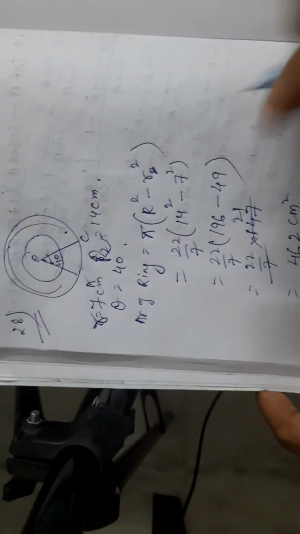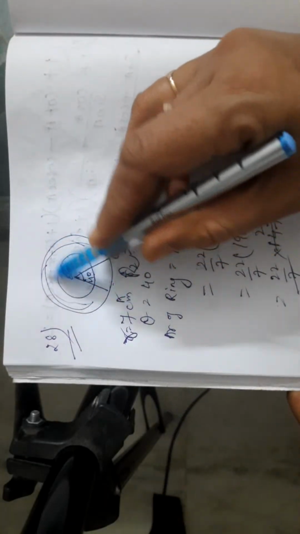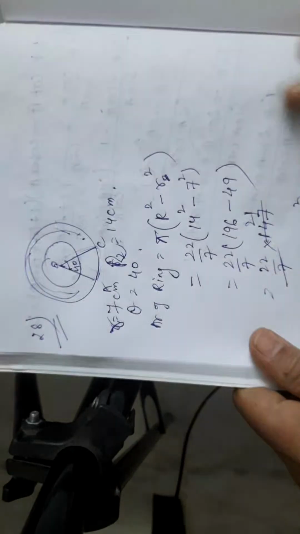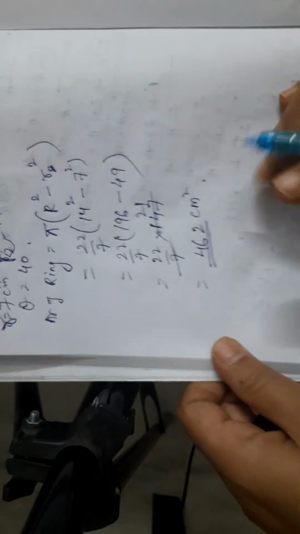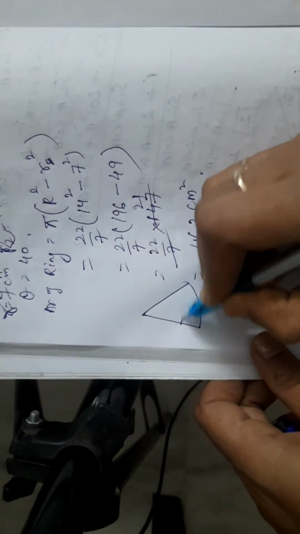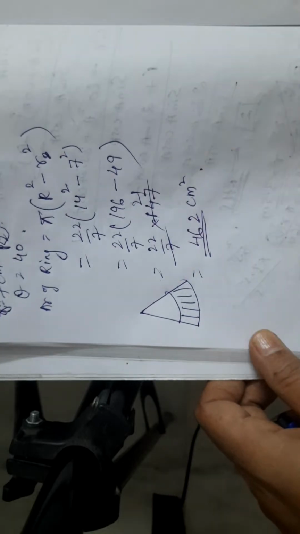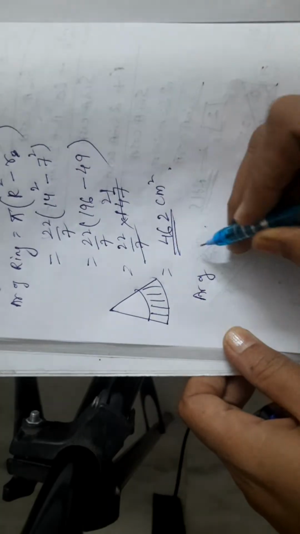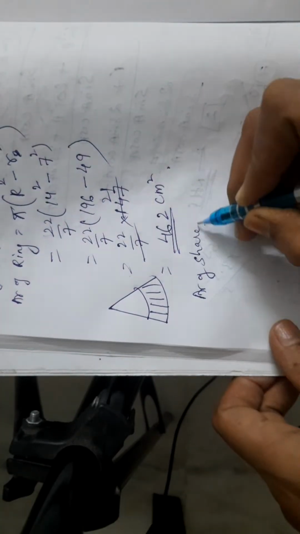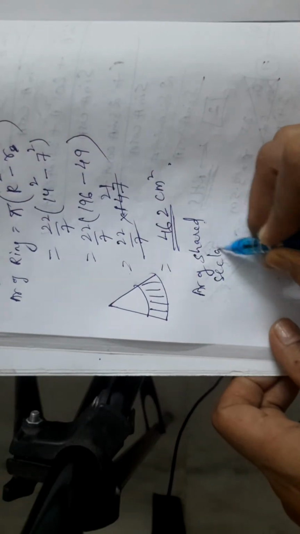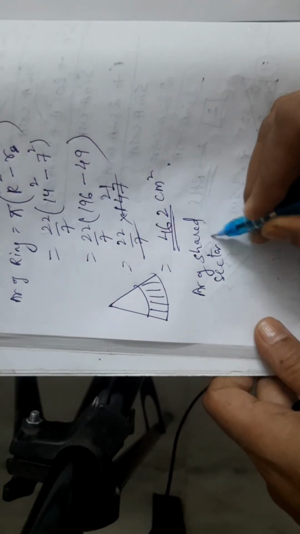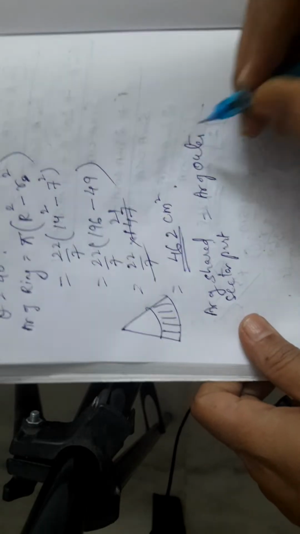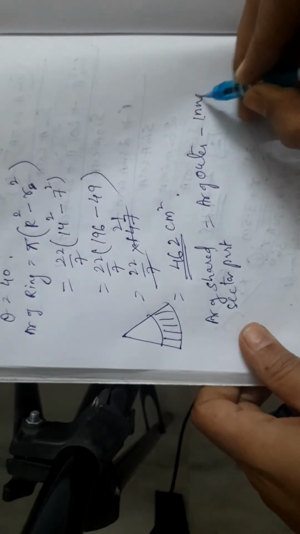We need to find the shaded part. So how can we calculate the shaded part? Remove this sector. So the area of the sector will now be calculated. Like this, the sector is there. Okay, this is the shaded part. Area of the shaded sector part is the area of the outer sector minus the inner one.